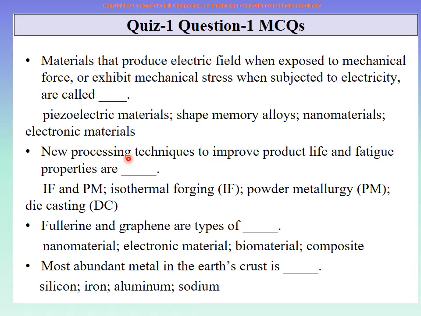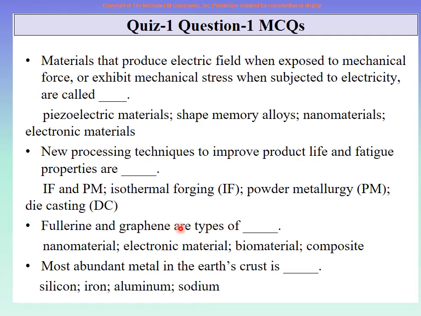New processing techniques to improve product life and fatigue properties of metals are: isothermal forging IF, powder metallurgy PM, die casting DC, or isothermal forging and powder metallurgy. So again, those of you who went through the lecture notes and the classes know that both of these, isothermal forging and powder metallurgy, are new techniques which can improve the product life and the fatigue properties of the metals and so on.